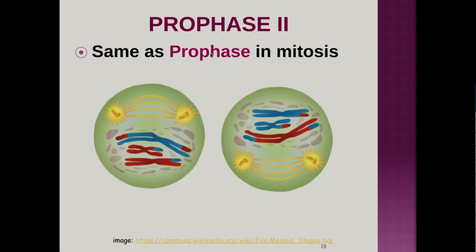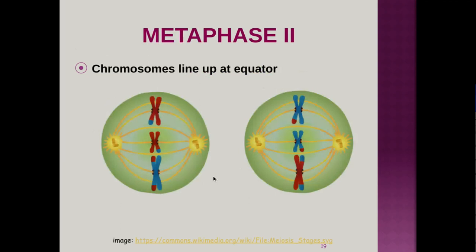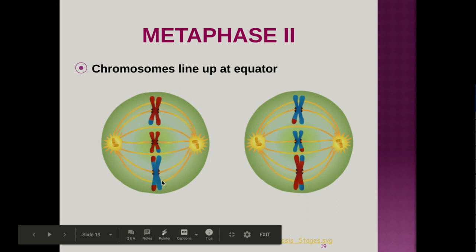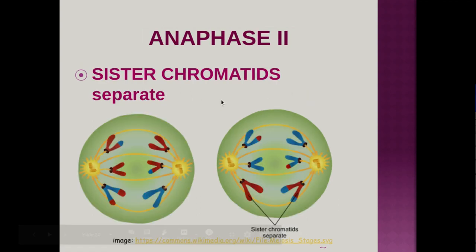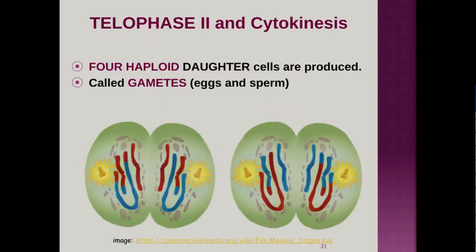Prophase 2, it's the same as prophase in mitosis. It's just happening in 2 cells at the same time. Spindle fibers show up, nuclear membrane goes away. The chromosomes are already pretty condensed because we didn't go back into interphase. Metaphase 2 looks like mitosis, got a single line of chromosomes. Anaphase 2, the sister chromatids are going to separate. Telophase 2 and cytokinesis. Now we're going to make those 4 haploid daughter cells. The fancy word for that is gametes, or sex cells, sperm cells, and egg cells.